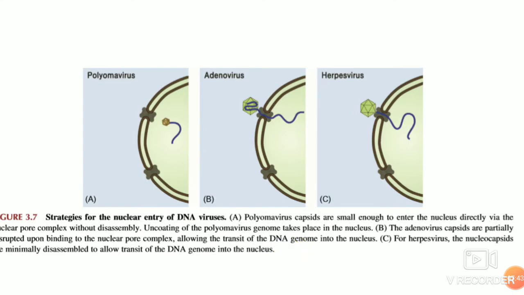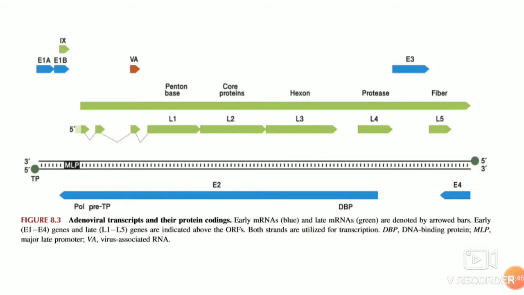So once it is in the nucleus, there is transcription of the early genes. Now this is 35 kilobase pairs. Both the forward and the reverse strand can code for certain proteins of the viruses. The blue color depicted are the early proteins which are transcribed, and the green color depicted are the late proteins.